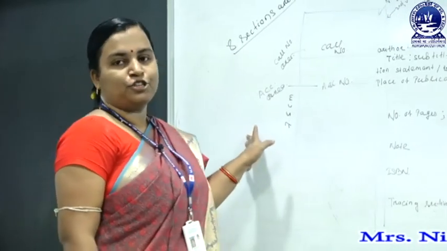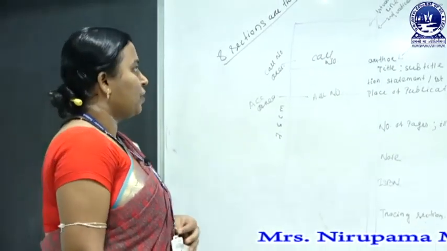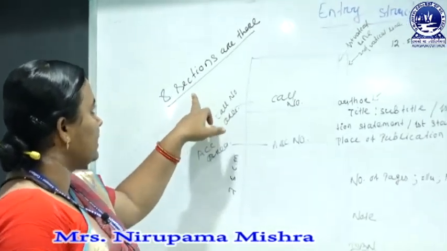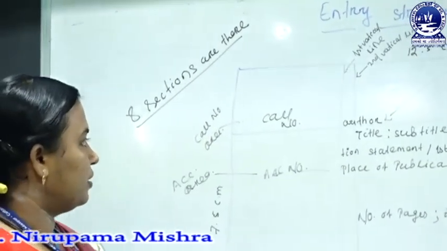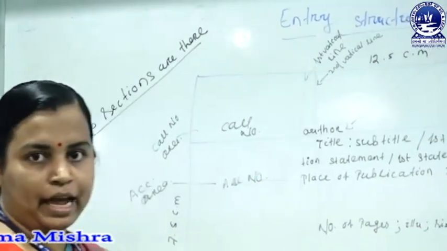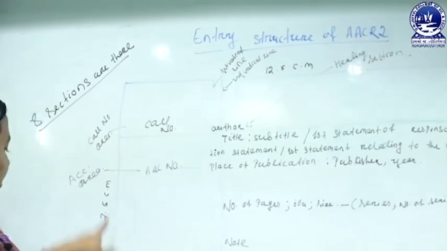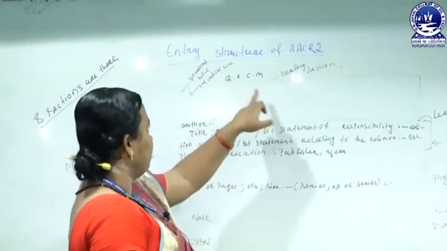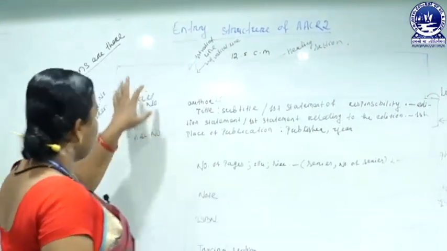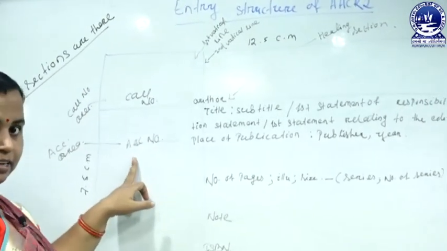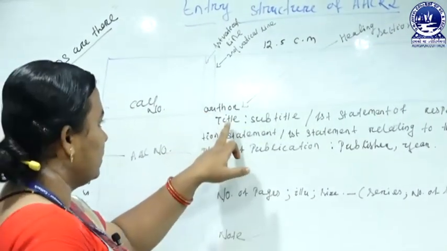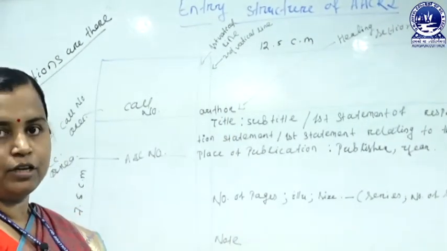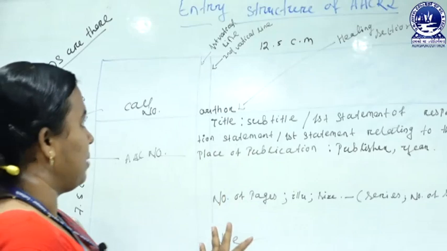This is the entry structure of AACR2. Basically, AACR2 has 8 areas or sections. This is the structure of a library catalog card. The height is 7.5 centimeters and the width is 12.5 centimeters. This is the call number area, this is the accessioning number area, this is the author. These particular elements define the particular document of the library.